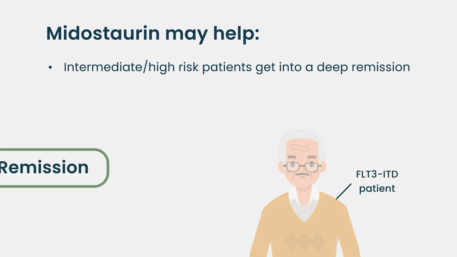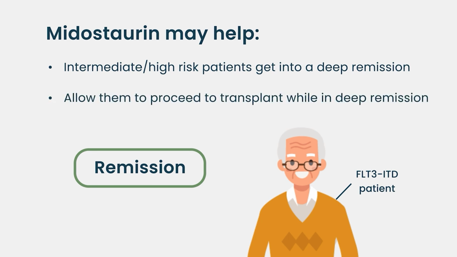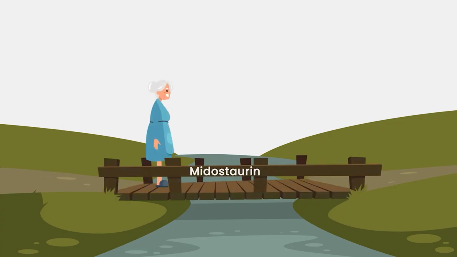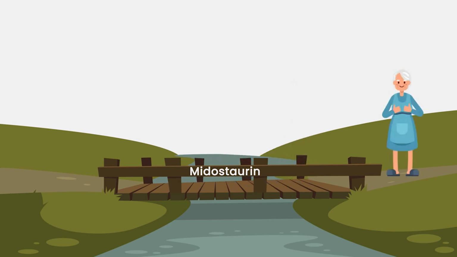Midostaurin may help in getting these patients into a deep remission and then allowing these patients to proceed to transplant in a deep remission, which could ultimately cure a subset of these patients. So you could think of it as a bridge to cure, but it would be hard to say that by itself it would cure leukemia.